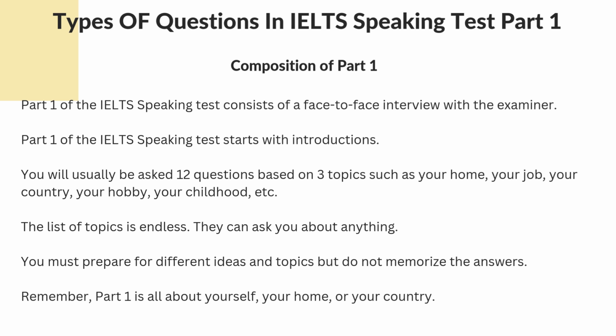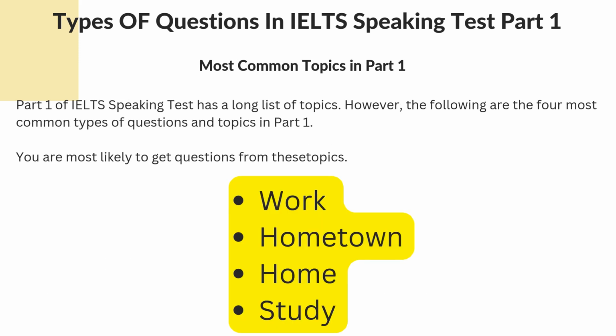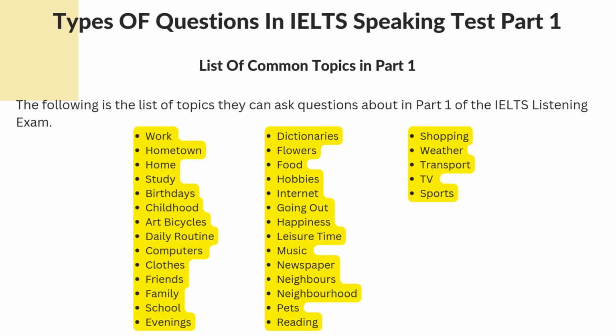Remember, part one is all about yourself, your home, your country, or your studies, as I mentioned many times before. So this is an overview of part one. These are the four main topics from which the examiner will ask questions, and I have already discussed them: work, hometown, home, and studies. Most of the questions will be related to these four topics, and these are some of the most common subtopics or child categories related to them.